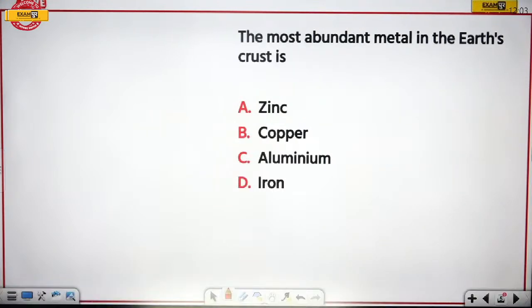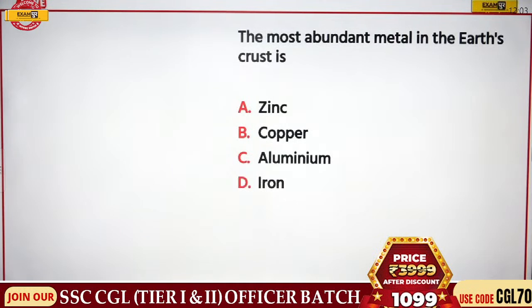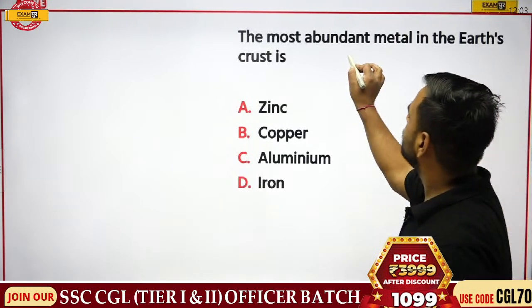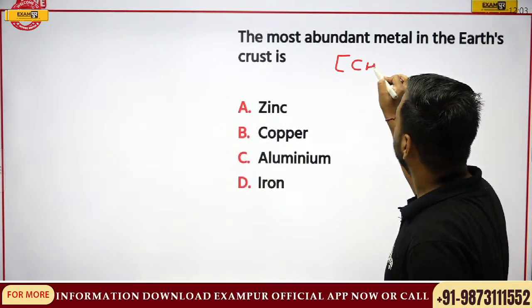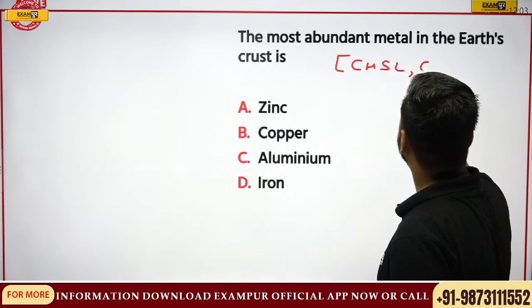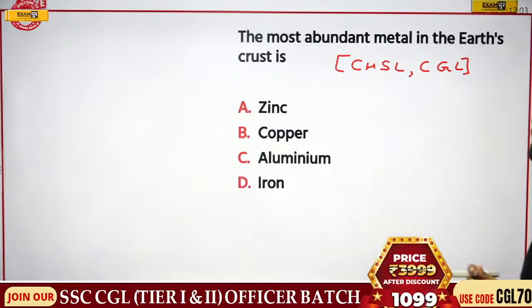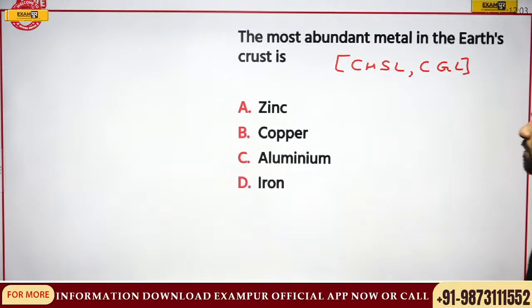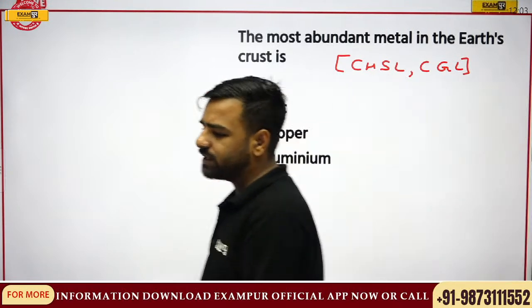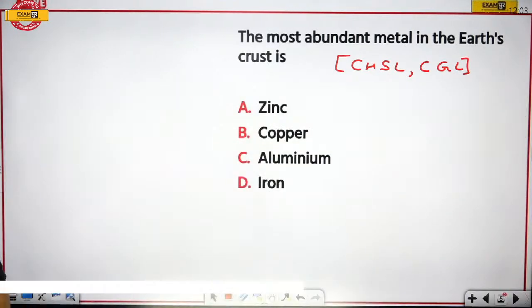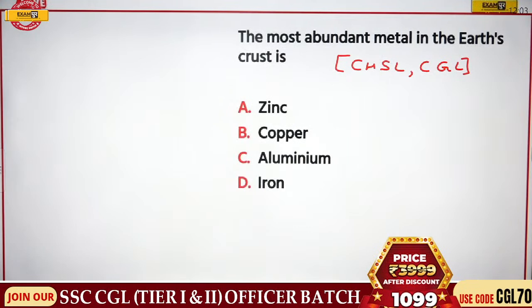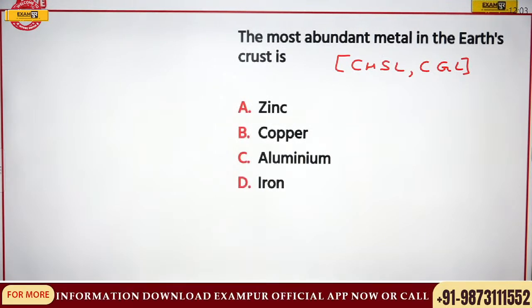Okay, next question please. The most abundant metal in the earth's crust is dash. This question is from CHSL and also from CGL. Answer please. The most abundant metal in the earth's crust is what? Is it zinc, copper, aluminium or iron? What is the correct answer over here? Please give the answer in a super fast manner so that we can proceed with all the other important questions. Answer please.